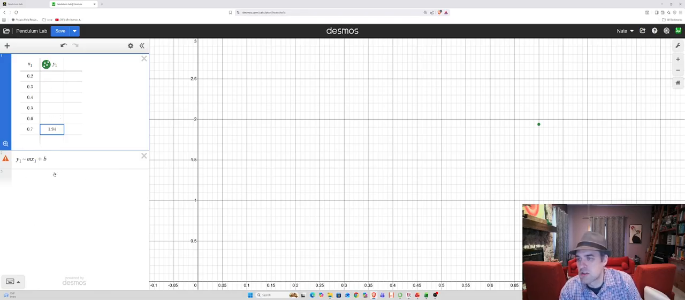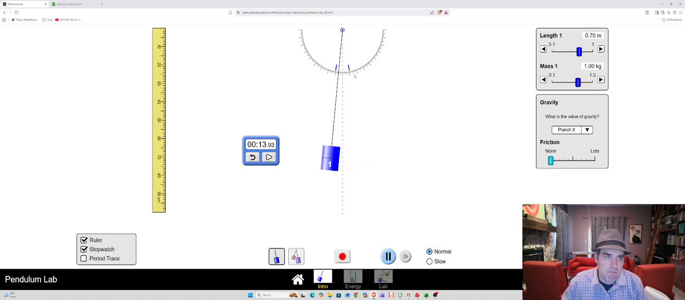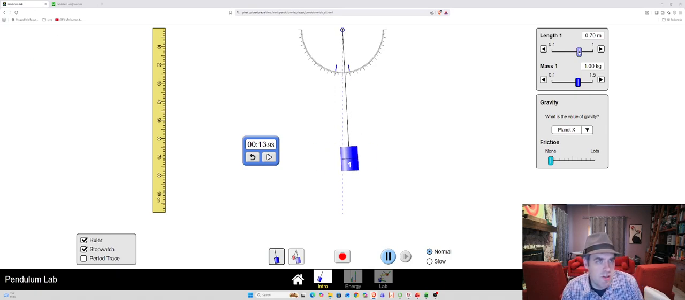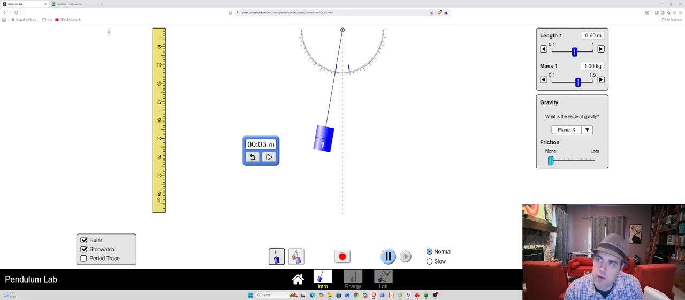And then it'll tell us what our slope and our y-intercept is going to be. Okay, so to change the length, I can just click on this and drag it to 0.6. And then you're going to redo this calculation. You restart, you're going to go to 0, and then you're going to calculate 10 oscillations, divide that number by 10, square that value, plug it into Desmos for 0.6, and so on.